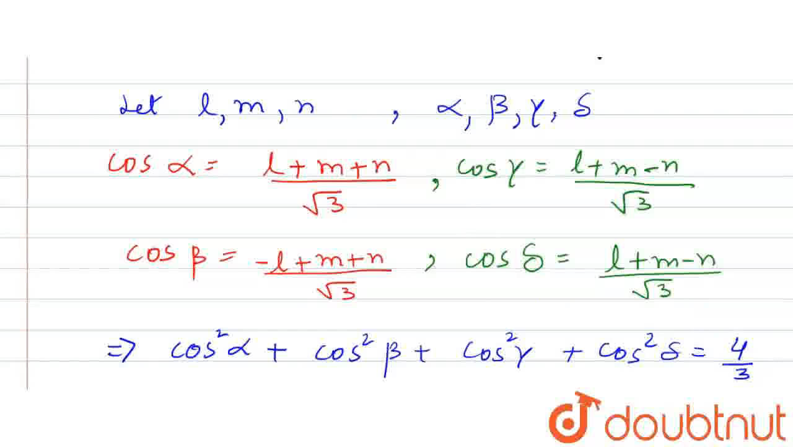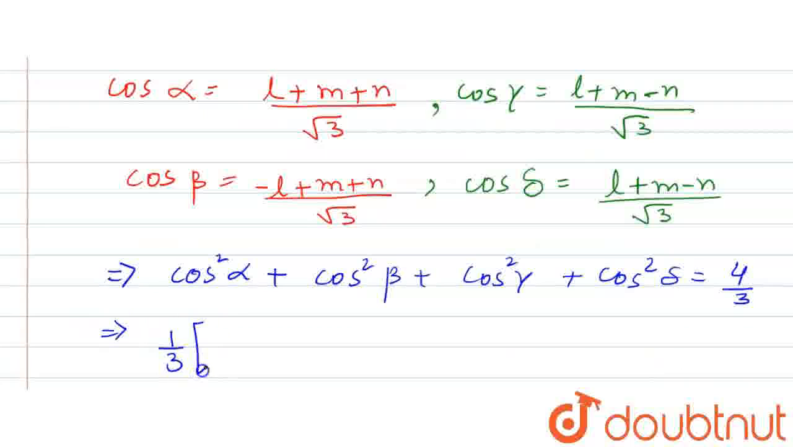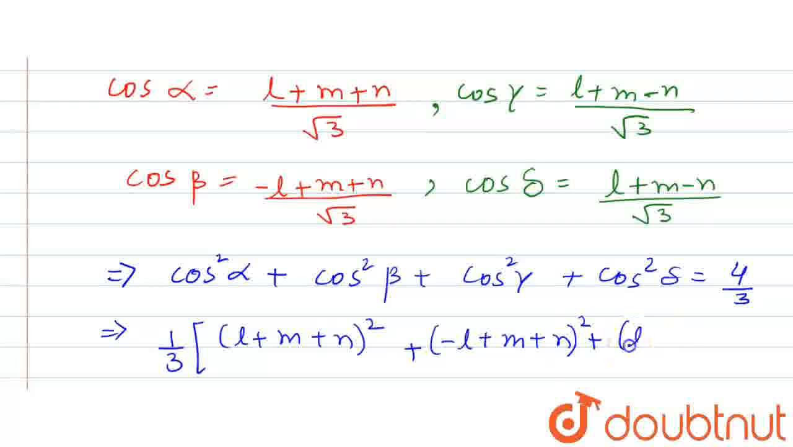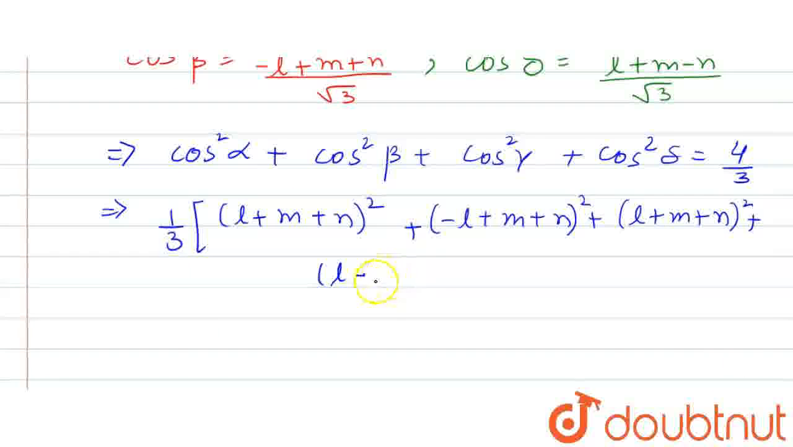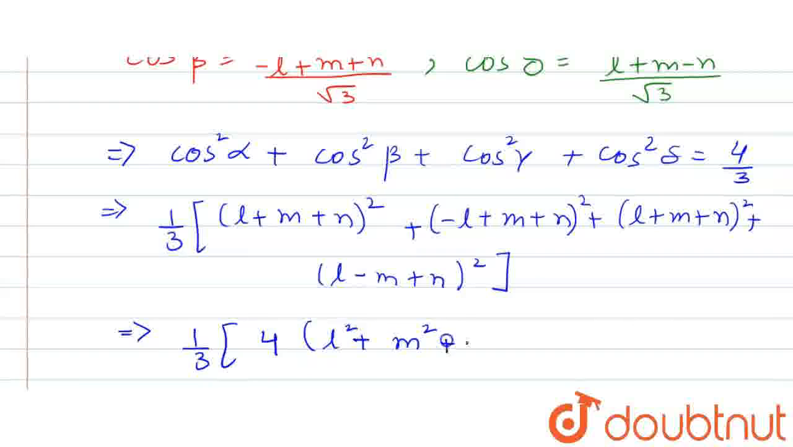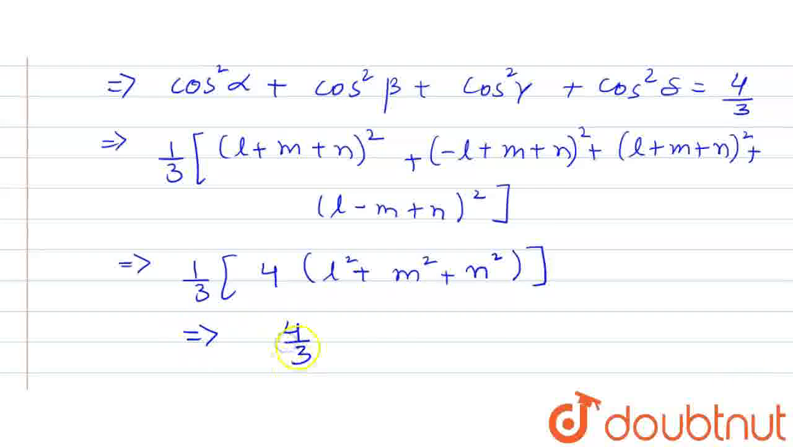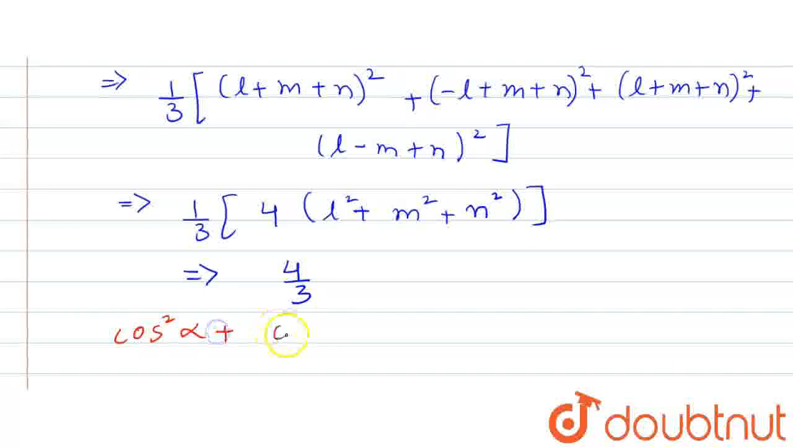So after putting these values in this, we get 1 by 3 times the bracket of L plus M plus N whole square plus minus L plus M plus N whole square plus L plus M minus N whole square plus L minus M plus N whole square. Now after solving this, we get 1 by 3 times 4 times L square plus M square plus N square, and hence we get 4 by 3. So it is proved that cos square alpha plus cos square beta plus cos square gamma plus cos square delta is equal to 4 by 3.